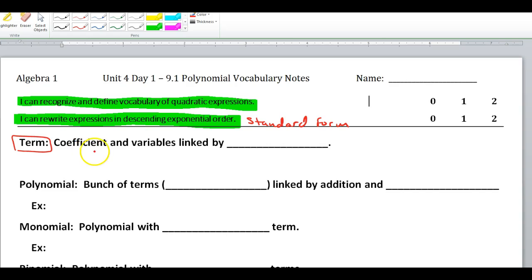First off, you know what a term is in algebra. A term is basically a coefficient and variables linked by multiplication. It's something like 3x squared, where 3 is the coefficient and x squared is your variable expression. That is a term. Now, when we take these terms and combine them by addition or subtraction, we get what we call a polynomial. So a polynomial is a bunch of terms linked by addition and subtraction.